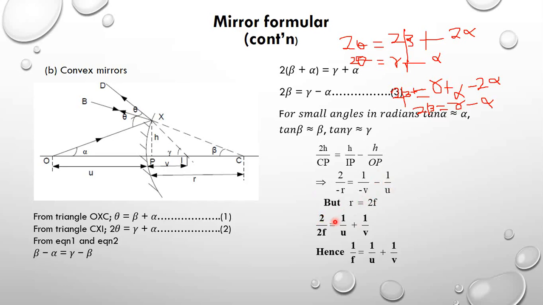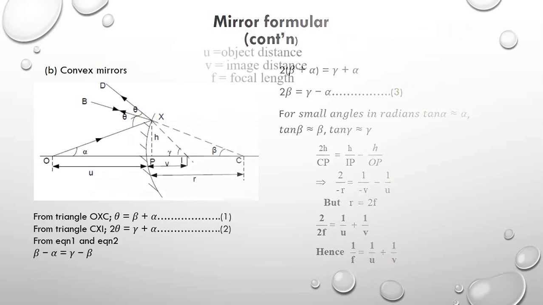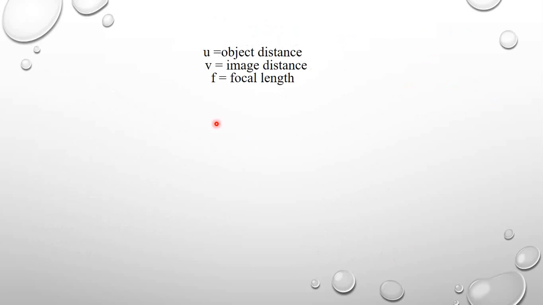2 over 2f is equal to 1 over u plus 1 over v, and therefore 1 over f is equal to 1 over u plus 1 over v. So we have seen that in that case, u is the object distance, v is the image distance, and f is the focal length. Let's continue and look at the sign convention.